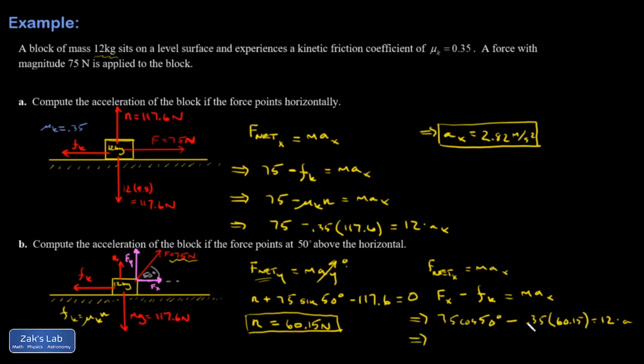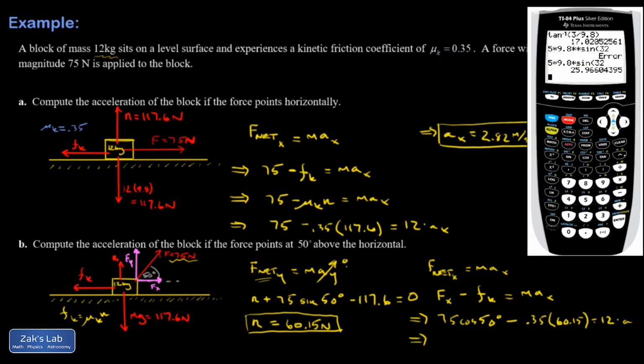So you just smash all this in your calculator on the left-hand side. I should actually show the calculator once in a while. It's a little bit slower, but it's nice to see it. I think I set this one to degrees already. 75 cosine 50. I like to press enter a lot. There's no harm in doing that. Then minus 0.35 times 60.15. That's the left-hand side of that equation, and then I divide by 12 to isolate a, and I get 4.28 for that.